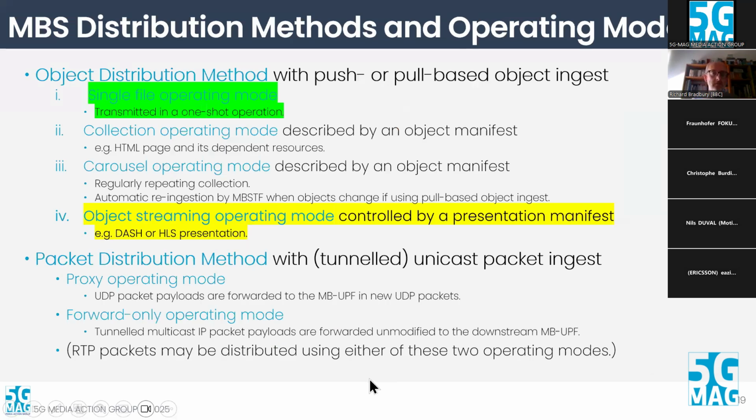And then the SA4 specs also define these things called distribution methods and operating modes. So there's a distribution method for objects and a distribution method for packets. It's the object distribution method that we've been implementing so far in the MBS transport function. And we've previously demoed this operating mode where you just send one file in and it transmits it once in the multicast FLUTE session. But today we're going to be demoing this new thing where we've ingested a presentation manifest into the MBS transport function, and in this case a DASH MPD, and then the MBS transport function follows the presentation that's defined in that DASH MPD, and it fetches the media segments at the right time and puts them into the FLUTE session to transmit them. So that's what we'll show in a minute.